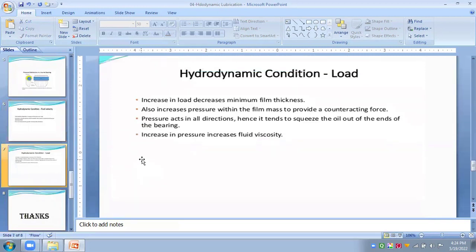What is the relation between hydrodynamic conditions and load? Just like in hydrostatic bearings, we supply the lubricant with the help of an external source such as a pump. The pump pumps the lubricant and supplies it to the bearing surfaces. In hydrodynamic bearings, there is no such arrangement, so the load carrying capacity of these bearings is always low. An increase in load decreases the minimum film thickness and also increases the pressure within the film to provide a counteracting force. An increase in pressure also increases the fluid viscosity.